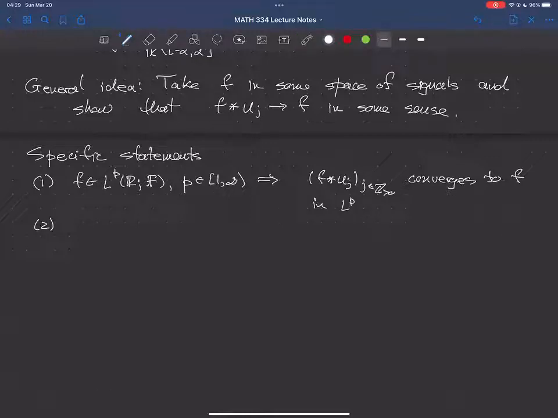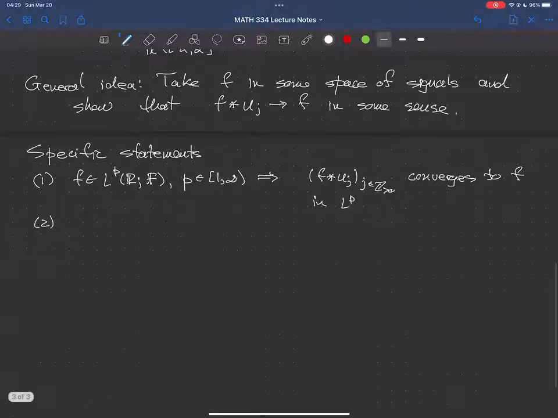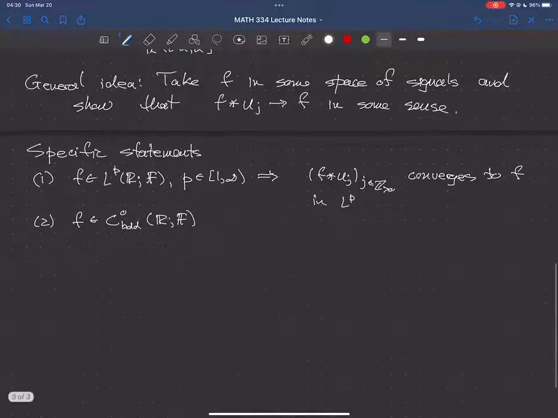All right. What about preservation of continuity? Okay, so let's say that f is continuous and bounded. Then what kind of convergence do you get? Right. So what you get is this kind of convergence.